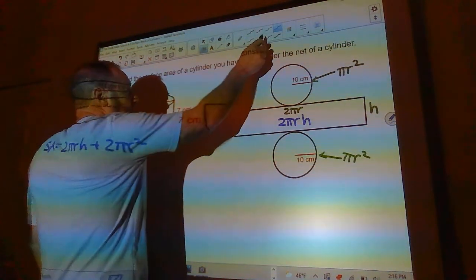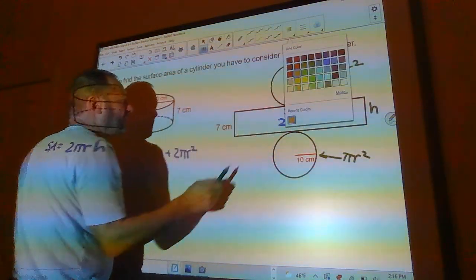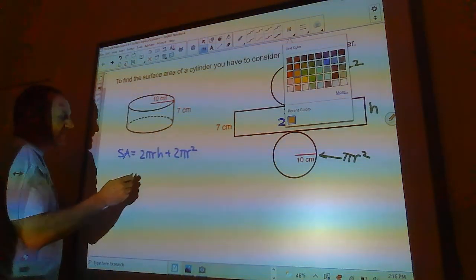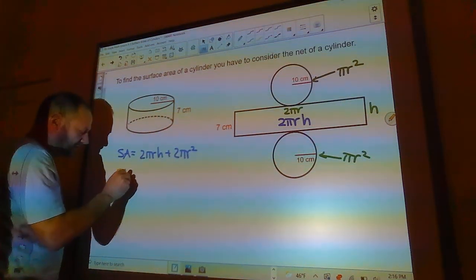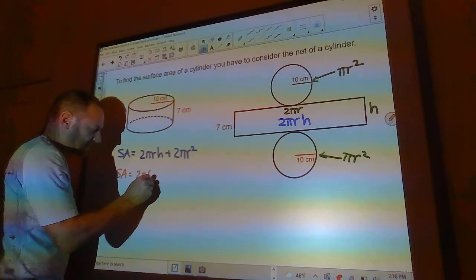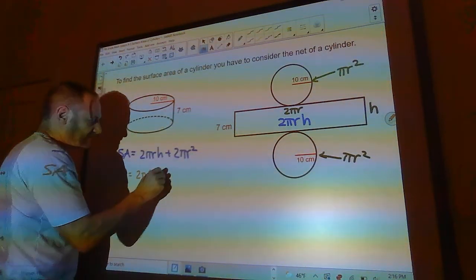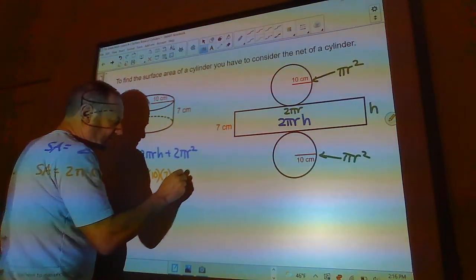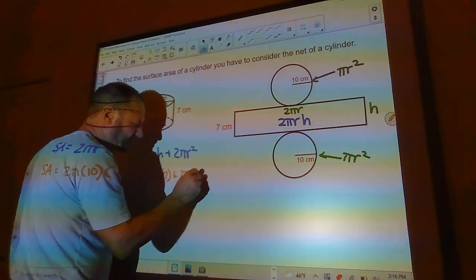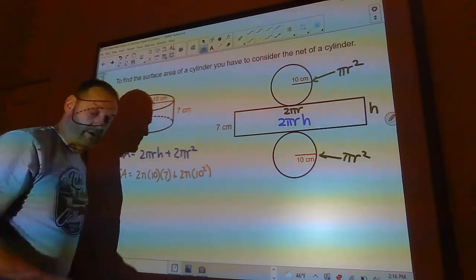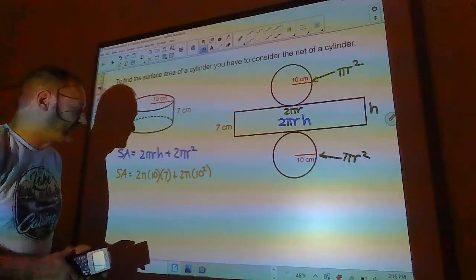So right away, I got my radius is 10, so I'm going to go ahead and plug that in here. 2 pi times 10 times the height is 7, plus 2 pi times the radius, which is 10, squared. And now it's just a calculator question.